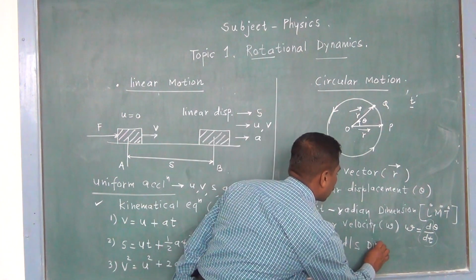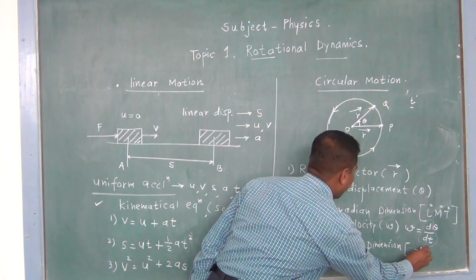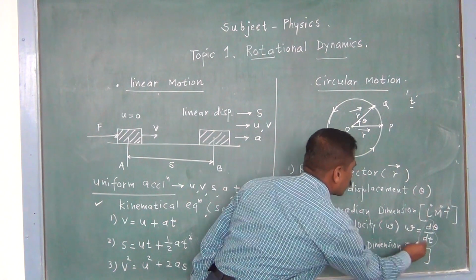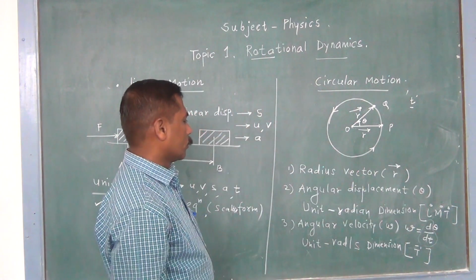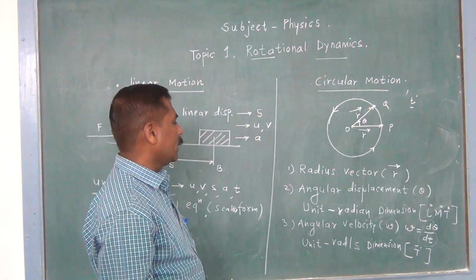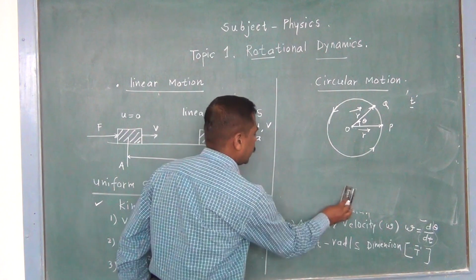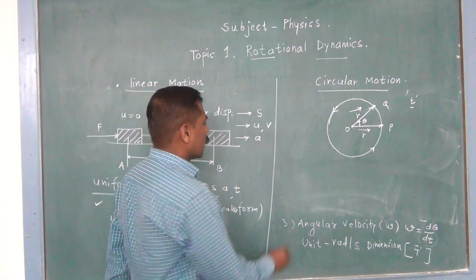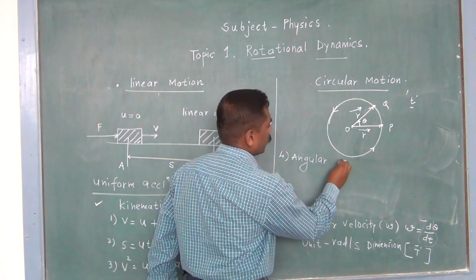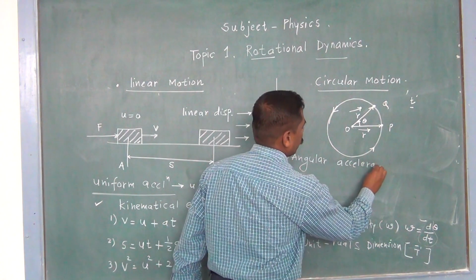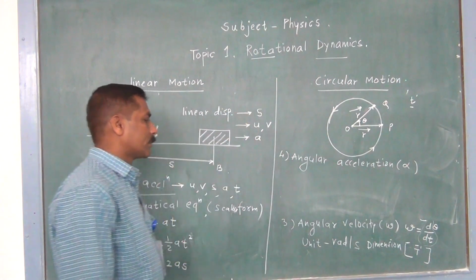What can we say about the dimension? The dimension you will find here is T raised to minus 1, because L raised to 0, M raised to 0. So this will be the second terminology, that is the angular velocity. If we know the angular velocity, then we can find out the next terminology, that is angular acceleration. This angular acceleration is given with the notation alpha.